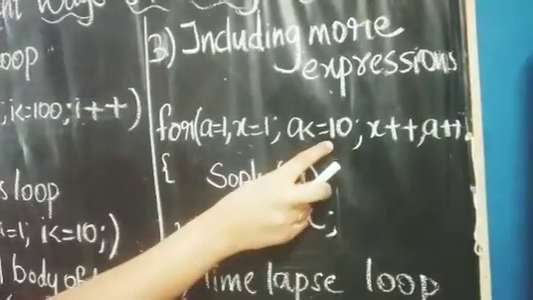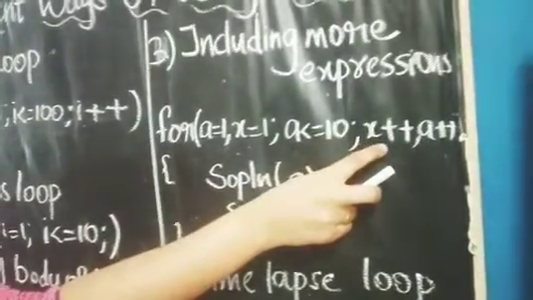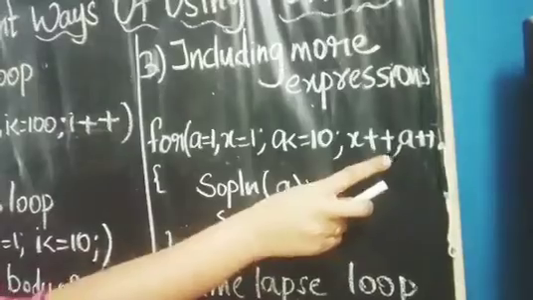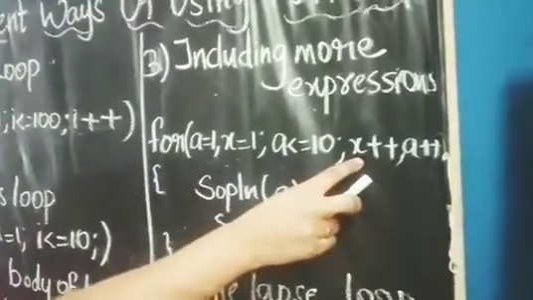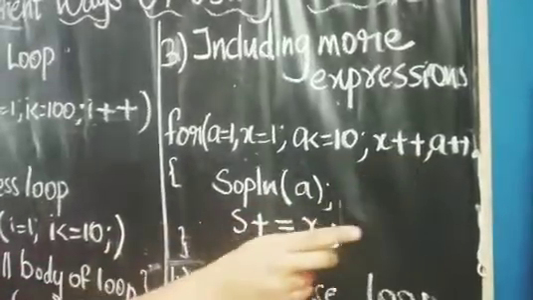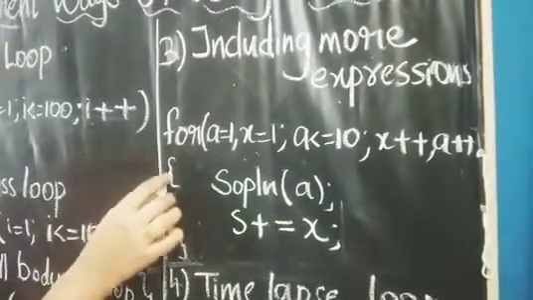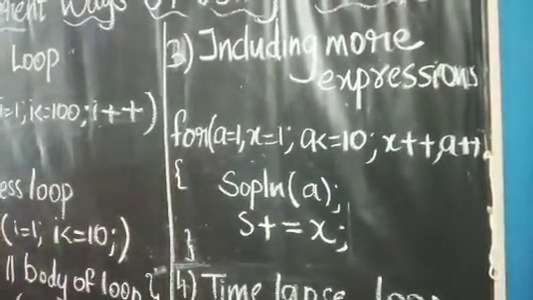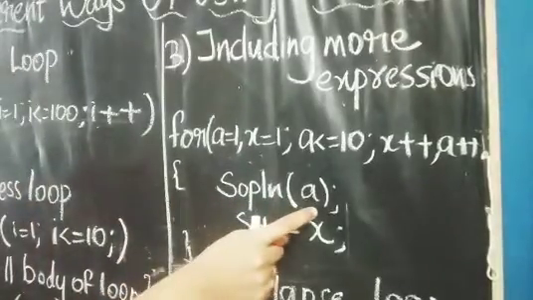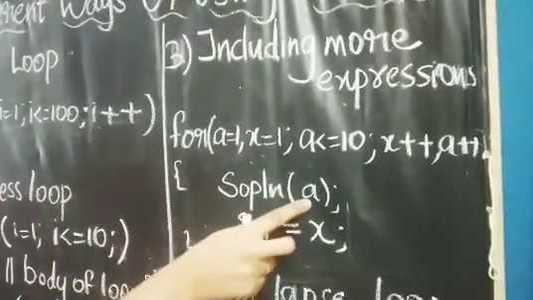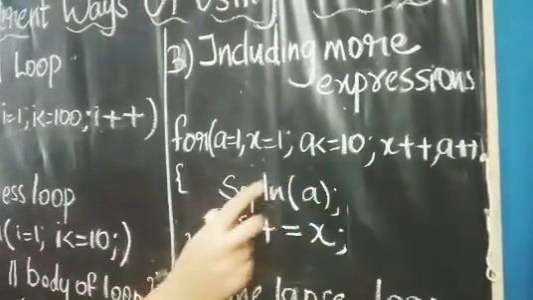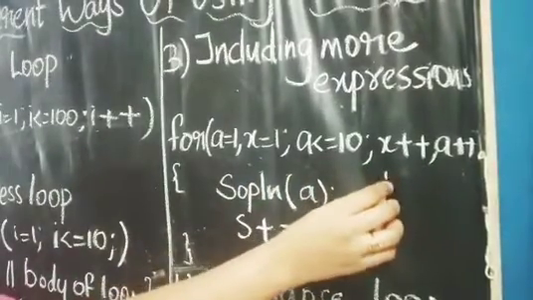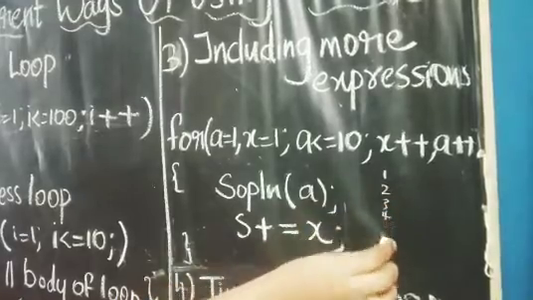a less than or equal to 10, and next is x plus plus comma a plus plus. So there are two step values here, which is x also incrementing, a also incrementing. So we just see the inside body of the loop, SOP ln of a. So here a value is 1. So 1 is again incrementing the value by 1. So you will be having an output like a value will be 1, 2, 3, 4 till 10.